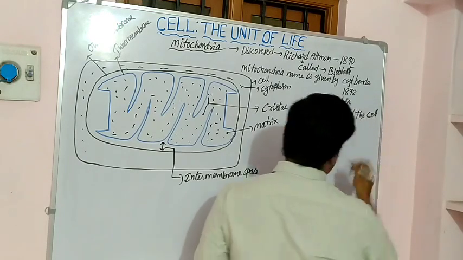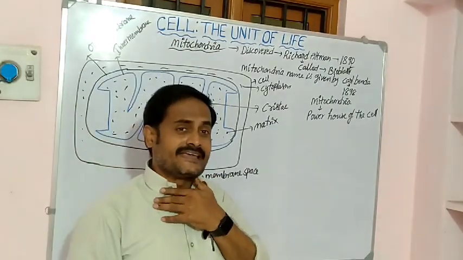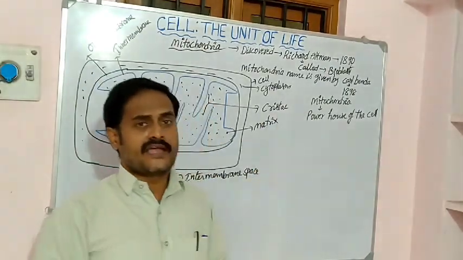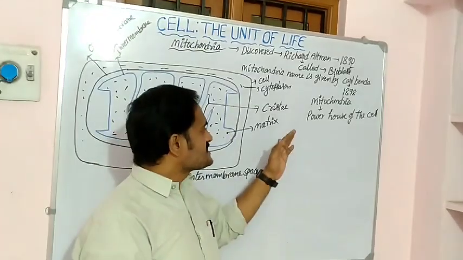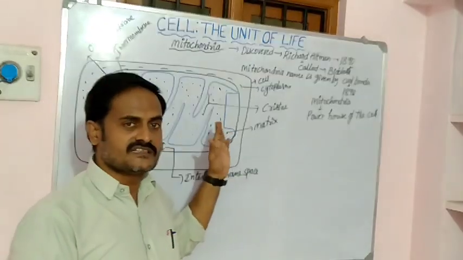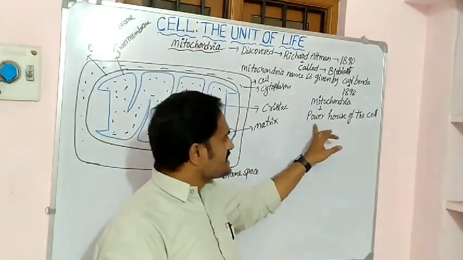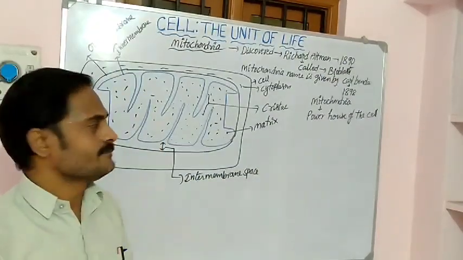Powerhouse of the cell. Why is it called the powerhouse of the cell? Because the mitochondria prepare the energy. Such energy is given to all the cell organelles in the cell. For that reason it is called the powerhouse of the cell.